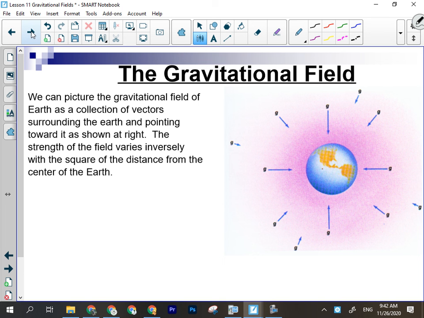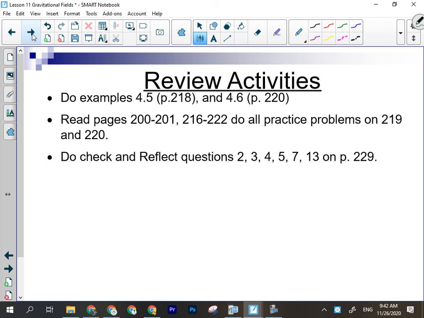So, the gravitational field of Earth, like we said, is a bunch of vectors. They all point towards the center. The closer you get to the Earth, the bigger they are, because the gravitational field strength gets bigger the closer you get. All right, so we're going to go over a few examples here. There's really not much else to tell you about gravitational field strength except this.